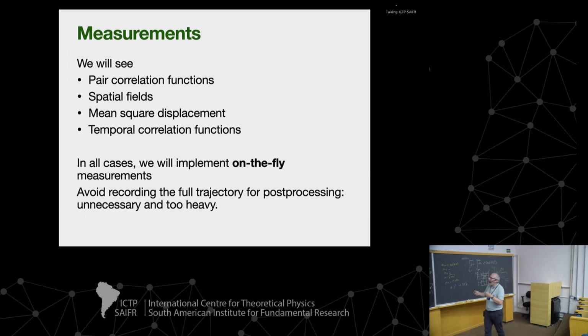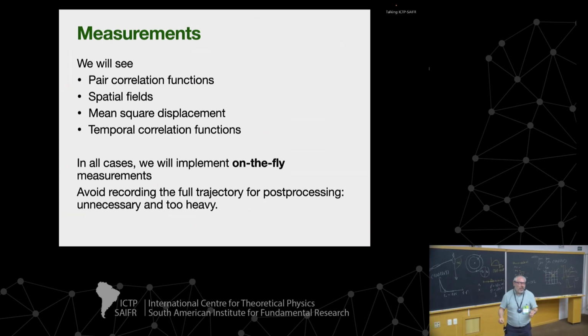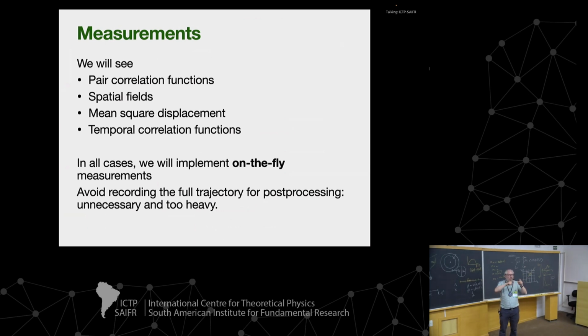So normally, it's better to do on-the-fly measurements. There's a risk with on-the-fly measurements: normally you have to take some decisions. For example, I'm going to measure correlation functions up to that distance. And then, after the simulation, you discover that the interesting things were happening at larger distance. Okay, you have to run the simulation again.